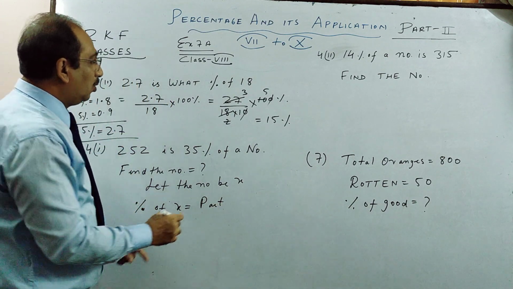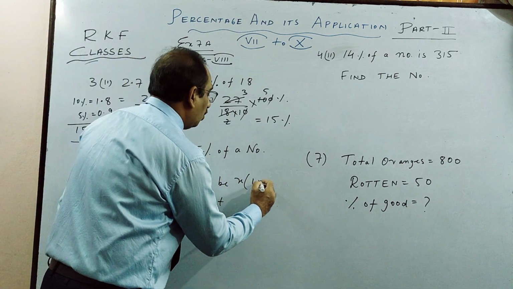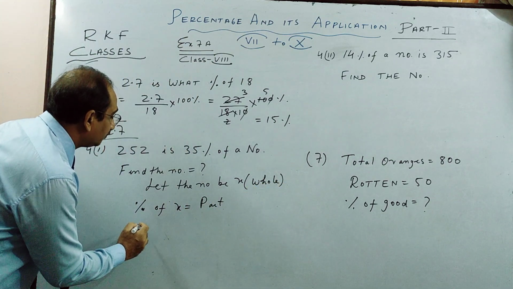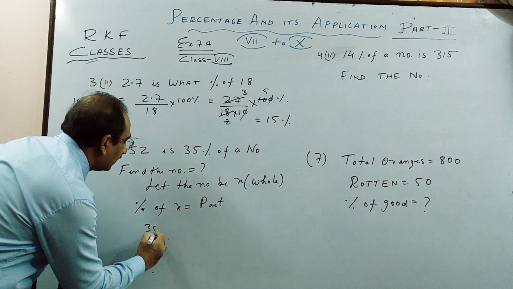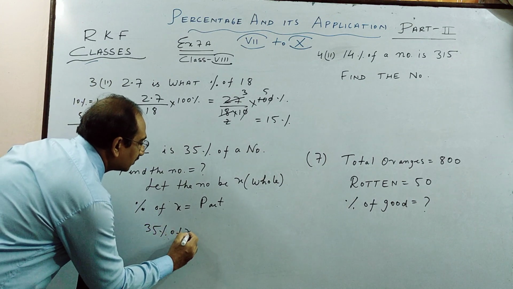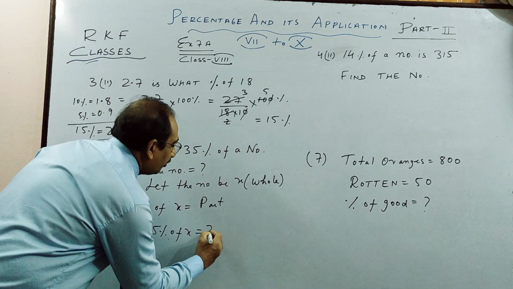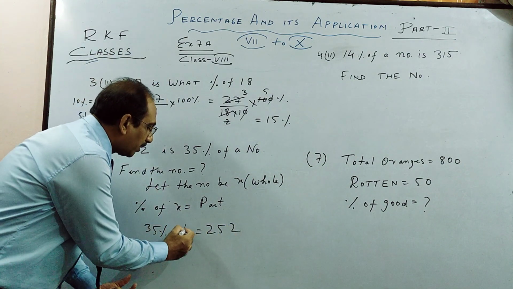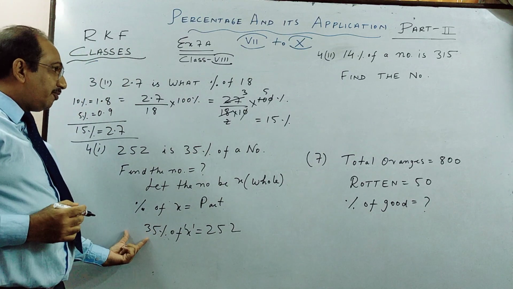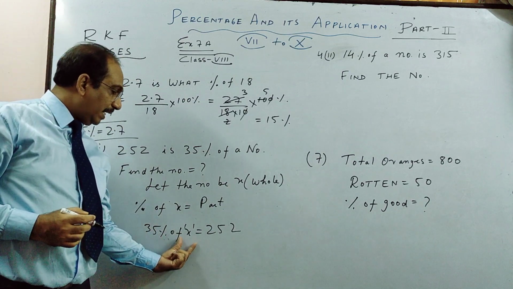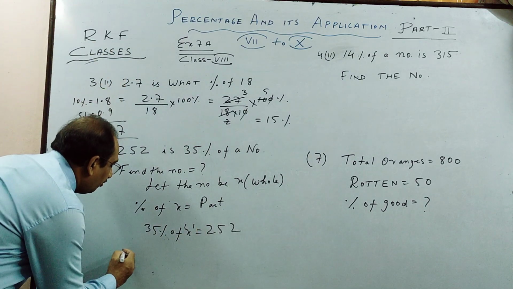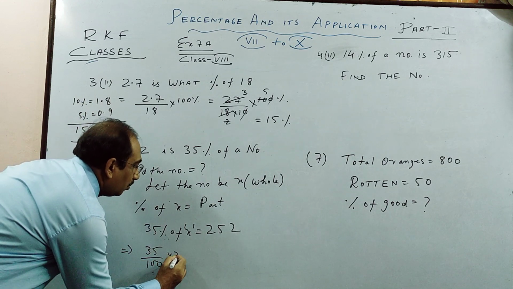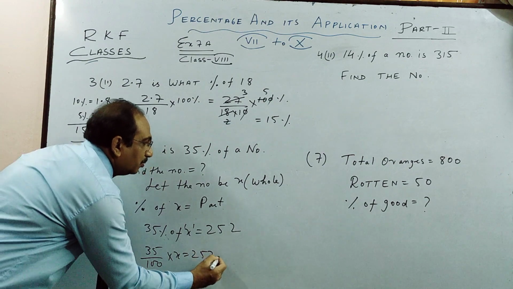Means x is the whole here, percentage of whole. So percentage of whole is a part. So see, 35% of a number is 252. See, this will be the whole. Okay, you can write it like this: 35% of x is 252. How will you solve? 35 by 100 into x is 252.